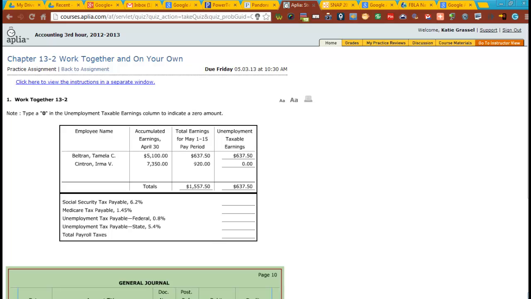So right here on this table down below, you will notice Social Security tax payable, 6.2%. What am I going to multiply by 6.2%? Which one of these two totals? Total earnings? $1,557.50. So, to calculate Social Security, I'm going to take $1,557.50 and multiply it by 6.2%, and then that number will go right here. I will do the same thing for Medicare. I'm going to take $1,557.50 and multiply that by 1.45%, and then that number will go there on the right. Don't forget to round.